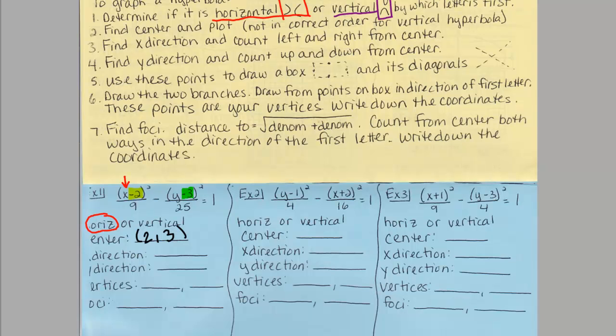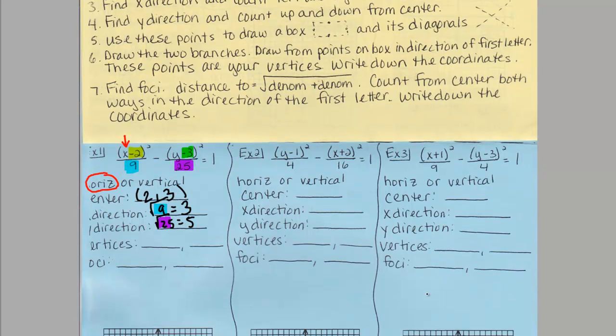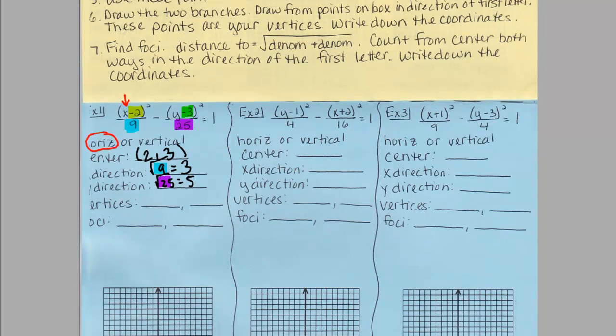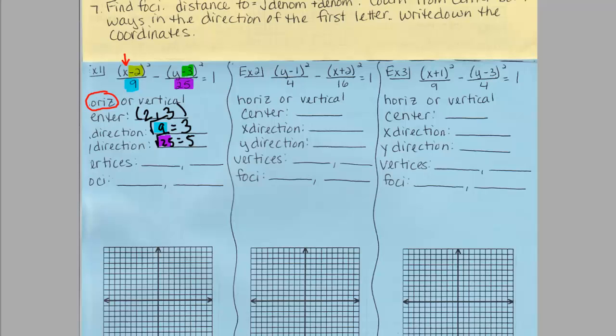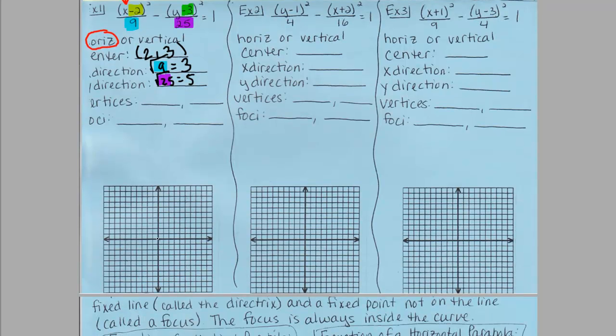We have the directions. We take the square root of this for our x direction, the square root of 9, which is really just 3. And then we take the square root of this for our y direction, the square root of 25, which is 5. The next thing that we need to do is use the points to draw a box and its diagonals. So this is what that means. First we have to draw the center, which is at 2, 3.